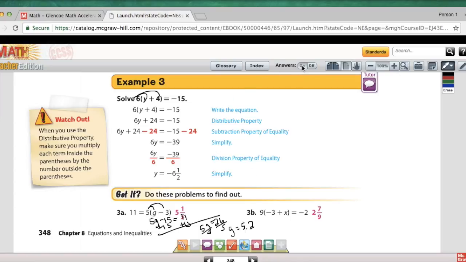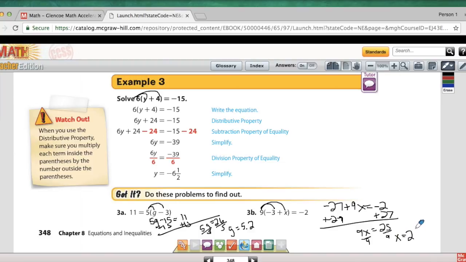5.2 is the same thing as 5 1/5. For 3b, 9 times negative 3, 9 times x is negative 27, plus 9x equals negative 2, plus 29, plus 27, plus 27, 9x equals 25, divide by 9, x equals 2 and that would be 18, so 7/9. Let's see here, 2 and 7/9. Yep. All right.